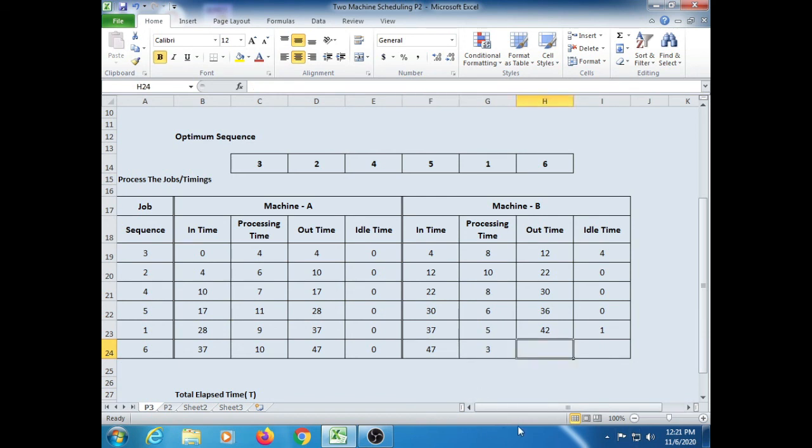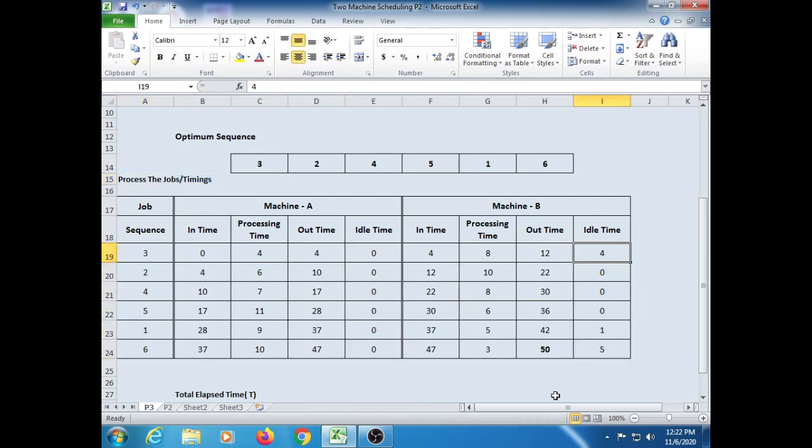So the out time for this job is 47 plus the processing time. We add these two, then we will get the out time, that is 50. So what about the idle time? Here the present job in time minus previous job out time gives us the idle time for machine B for this job. Likewise we have to process all the jobs and find out the processing times.